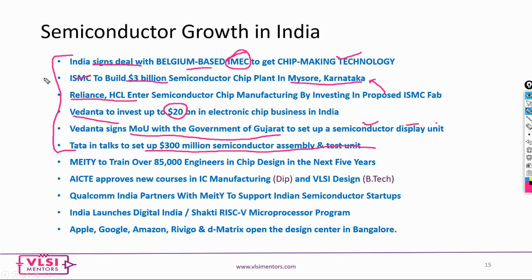Now, when this kind of growth is planned or expected, you should have the engineering resources to meet these needs. The Ministry of Electronics and Information Technology, that is MeitY, has said they are going to train 85,000 engineers in the chip design domain in the next 5 years. That is a major announcement. And then AICTE approves new courses in IC manufacturing. It is basically a diploma course in IC manufacturing.